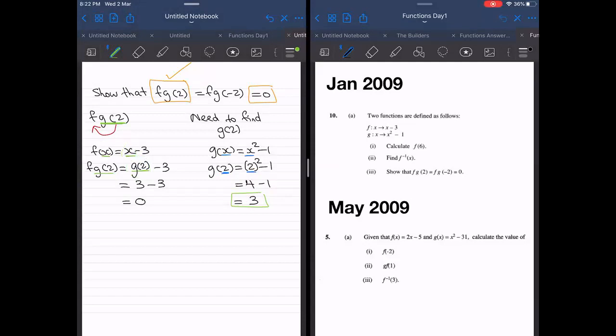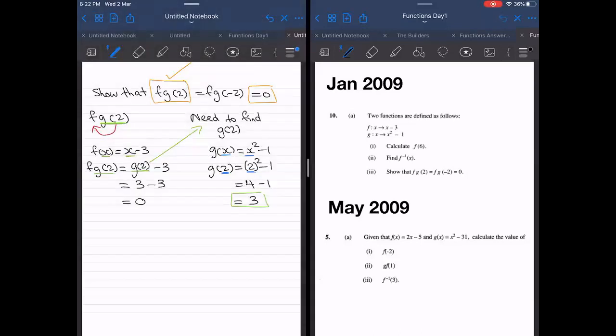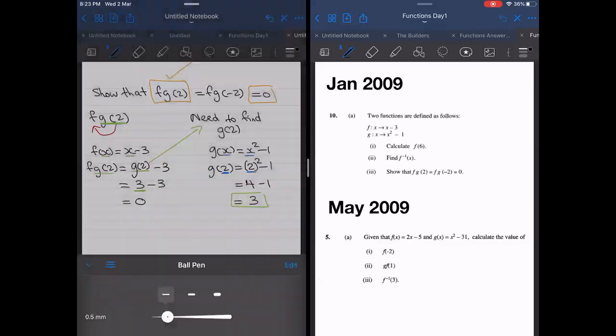But I didn't know what g of 2 is, so I needed to go ahead and find out what it was. So I go over to the right-hand side. So g of 2 means that wherever I see x in g, I need to put 2. And 2 squared is simply 2 times 2, which is 4. And 4 minus 1 is 3. So now that I know it's 3, I could actually insert it. And then I see that 3 minus 3 is 0.